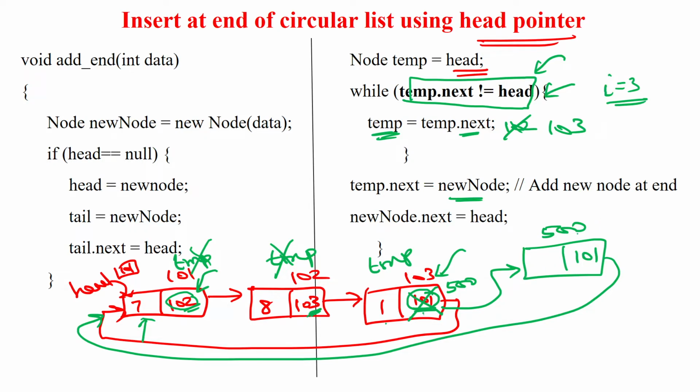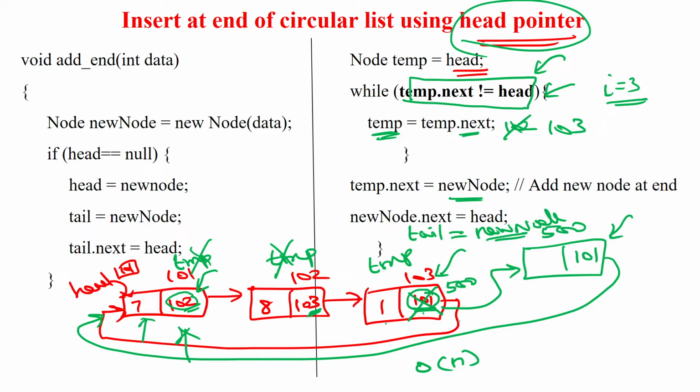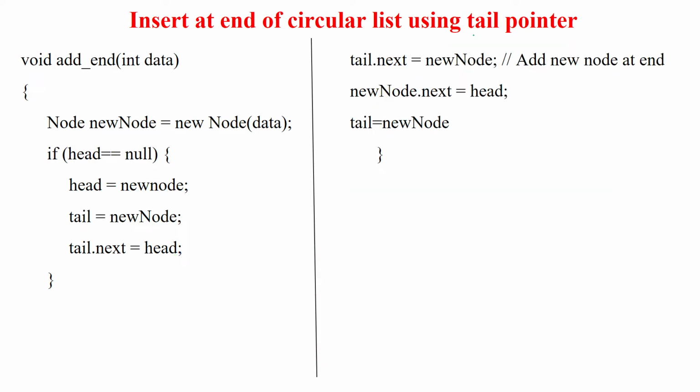So now the node is added as the last. Now the tail pointer also you have to change: tail equal to the new node. Okay, so this is the way to add a node at the end of the list by using the head pointer. Here the time complexity is order of n, because we are moving from the first node to the last node.